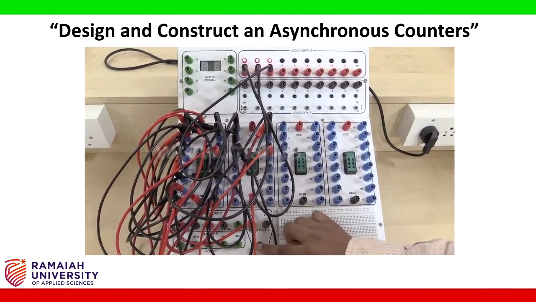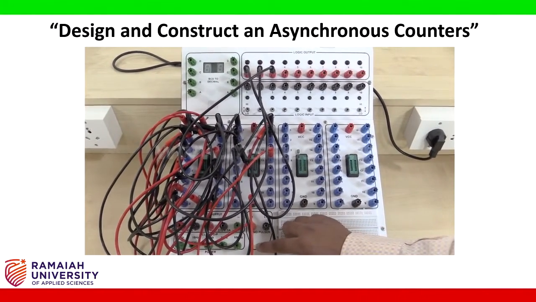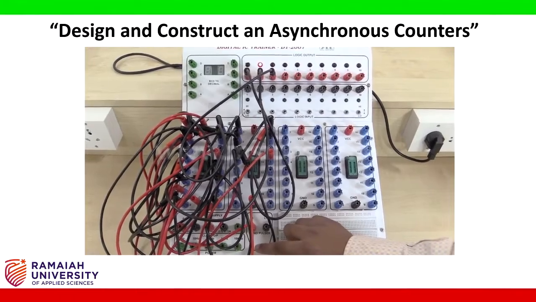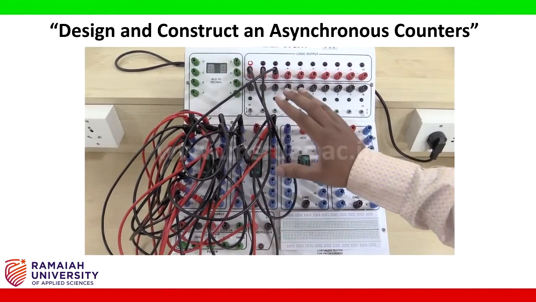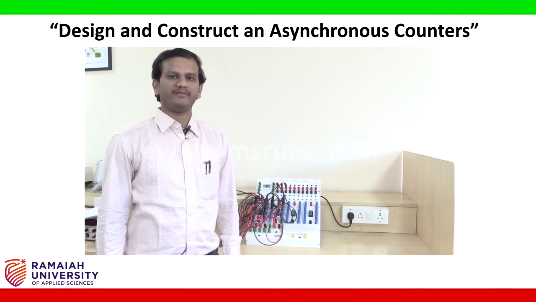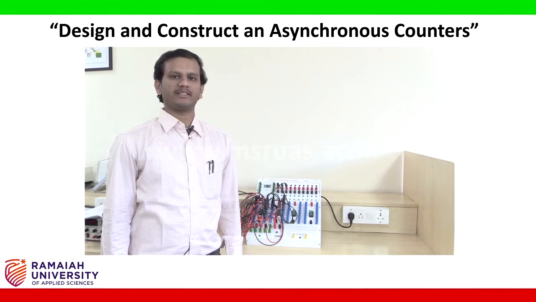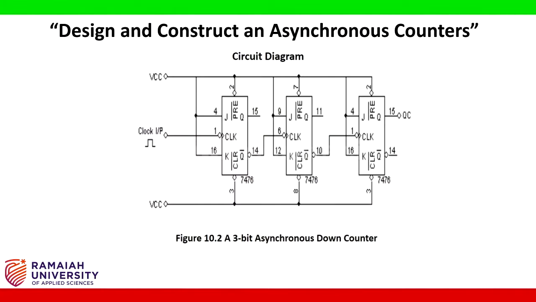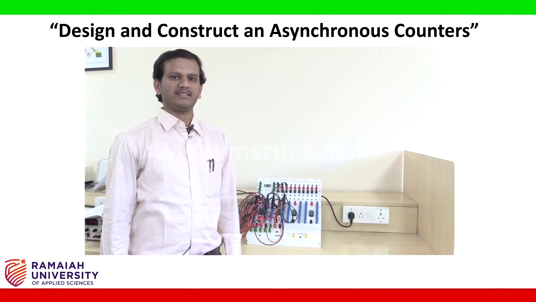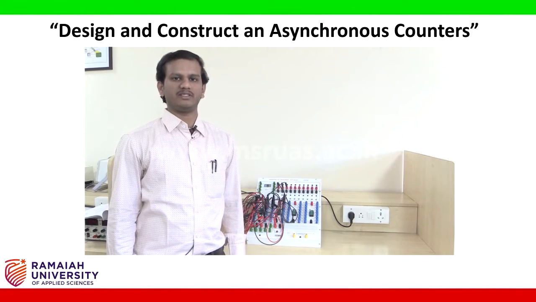So again if I press the clock pulse it will come back to the 0 position. So again it will repeat. So this completes the 3-bit asynchronous up counter. Now let us construct a 3-bit asynchronous down counter as per the given logic diagram. The connections are similar to the 3-bit asynchronous up counter, only 2 pins have to be changed.